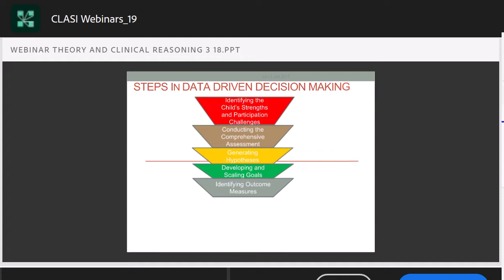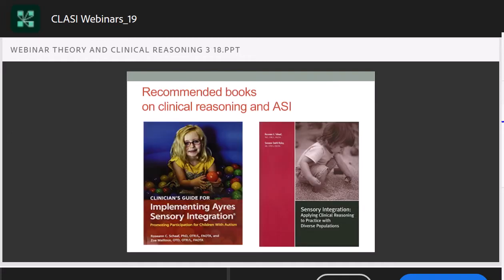And as I mentioned, this model focuses on ASI theory as a foundation for practice, and it's also intrinsic to the whole CLASSI educational program, all of the modules leading to the certificate in Ayres sensory integration. So here you see the clinician's guide for implementing Ayres sensory integration.